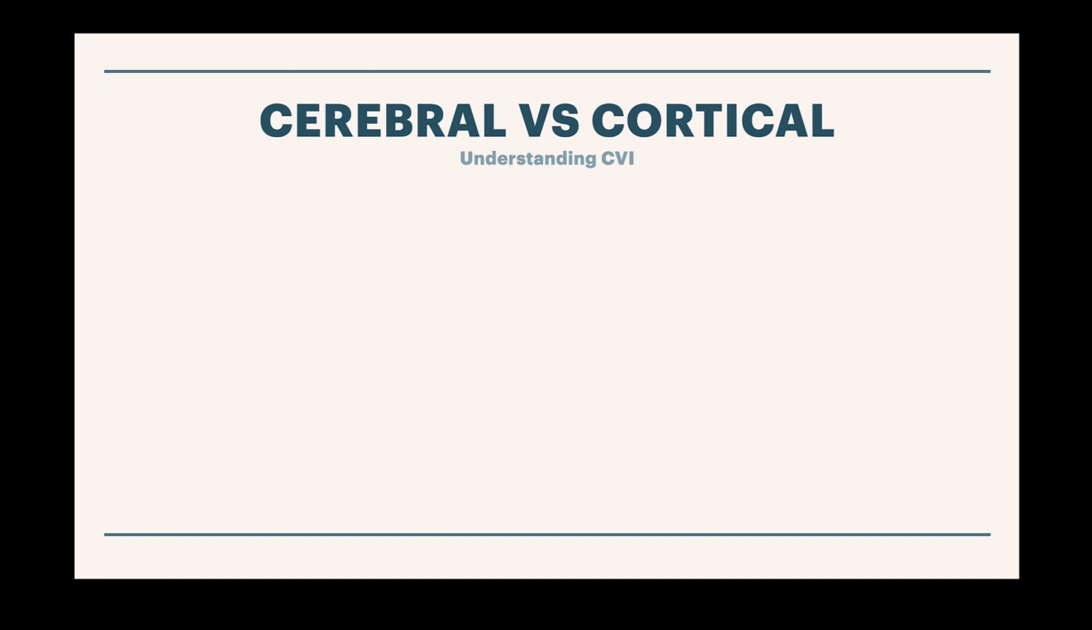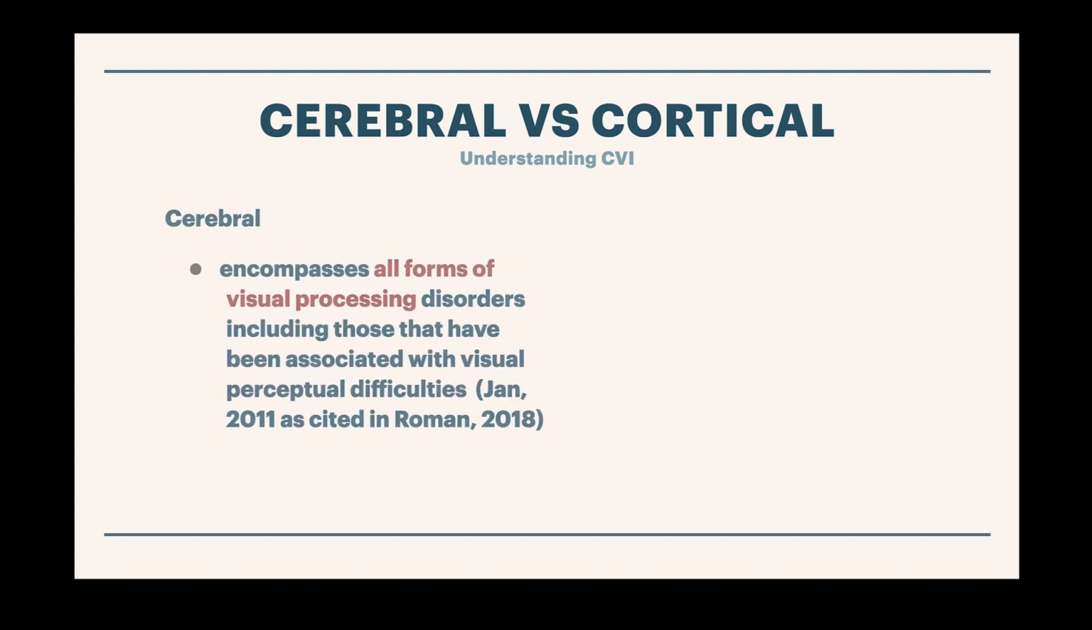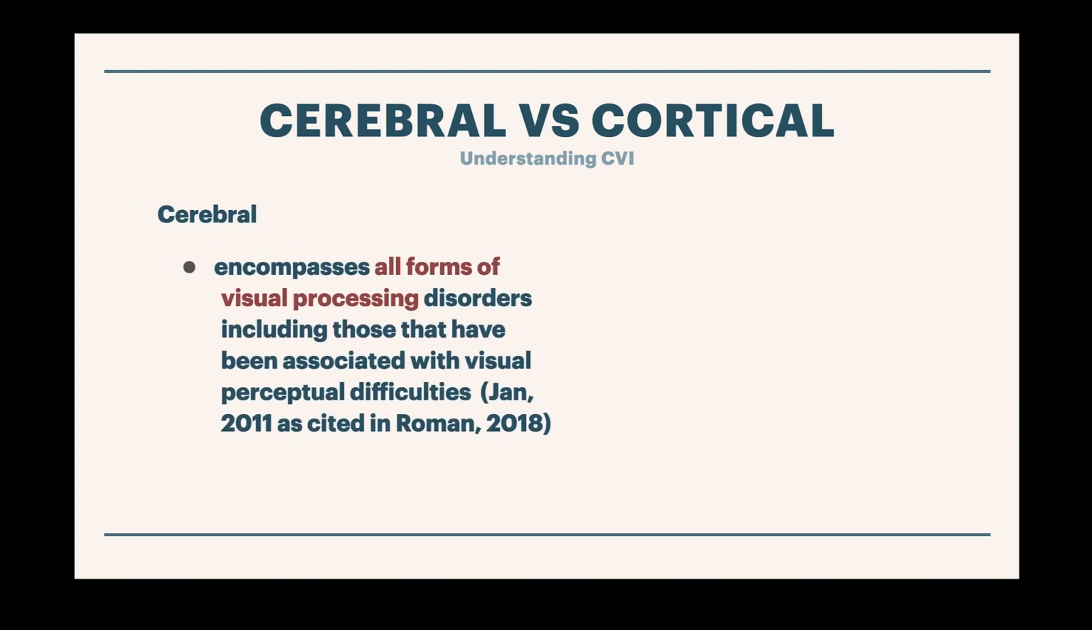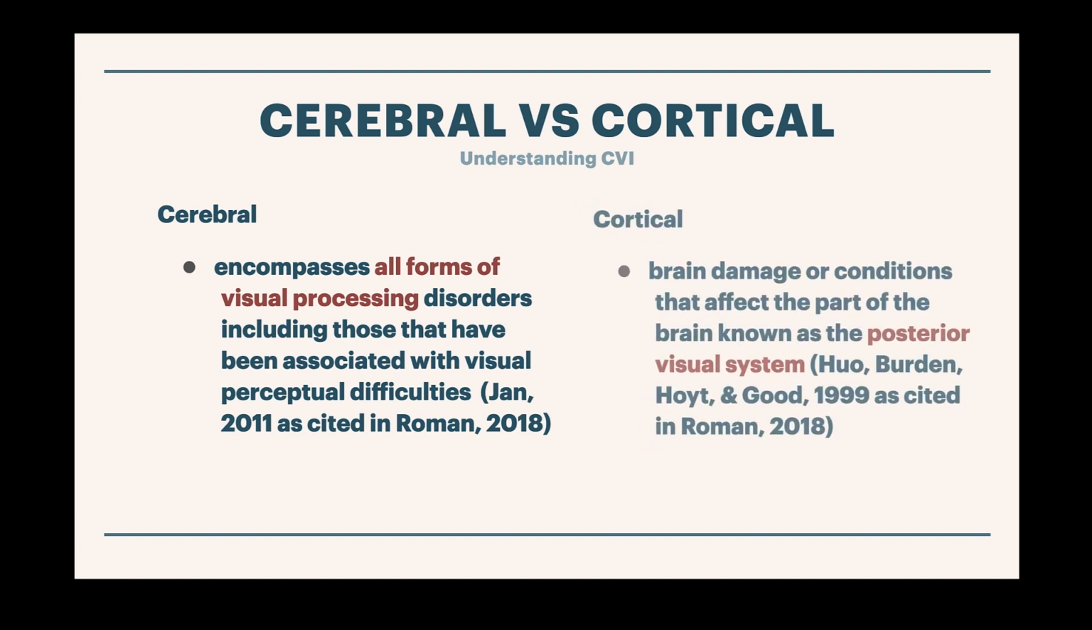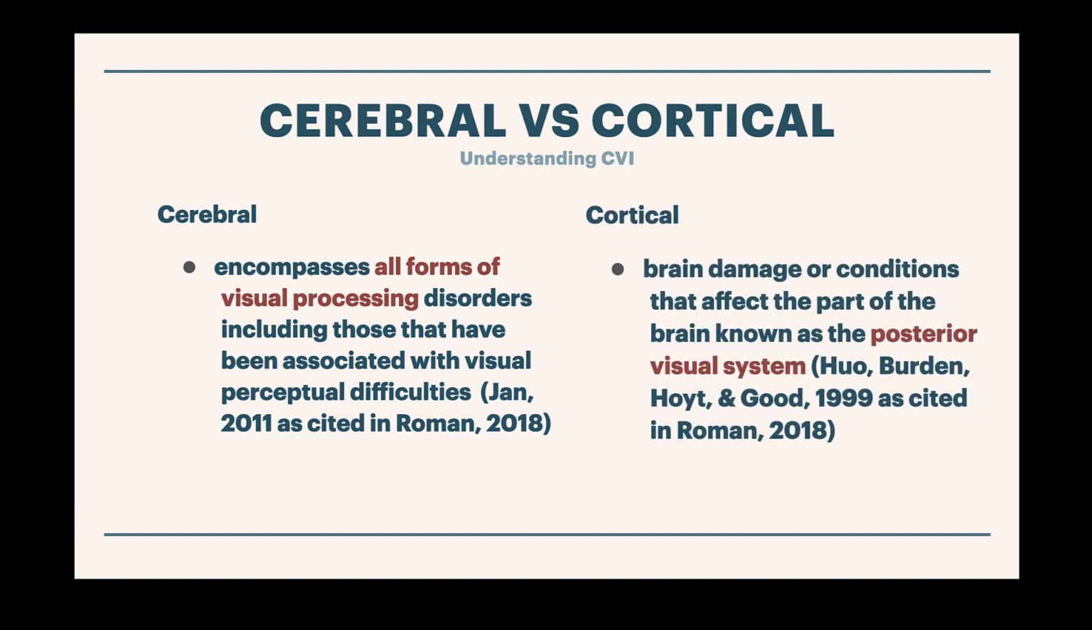You'll hear Gordon Dutton refer to things as cerebral visual impairment, and you'll hear Dr. Roman reference cortical visual impairment. According to Dr. Roman's 2018 second edition text, cerebral encompasses all forms of visual processing disorders, including those that have been associated with visual perception difficulties. Cortical visual impairment, on the other hand, is specific to the conditions that affect the part of the brain known as the posterior visual system.